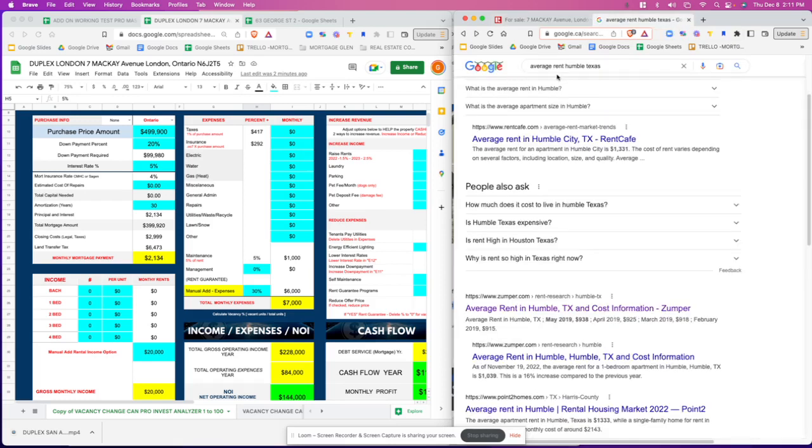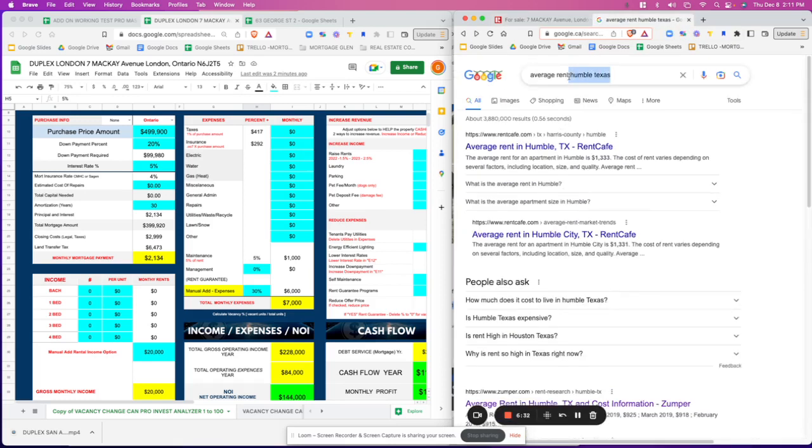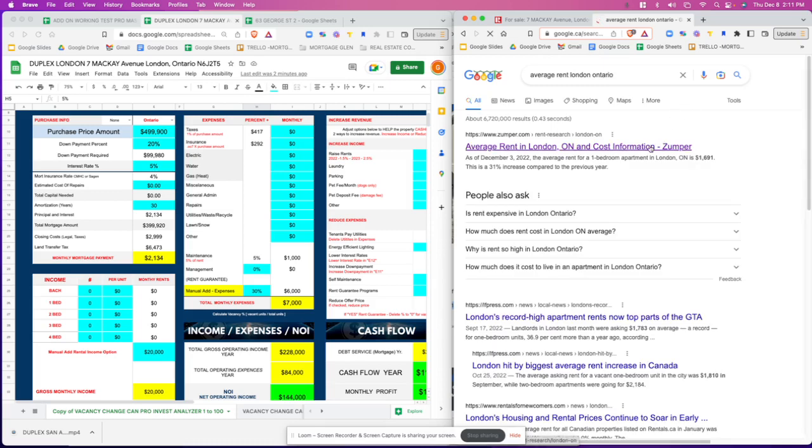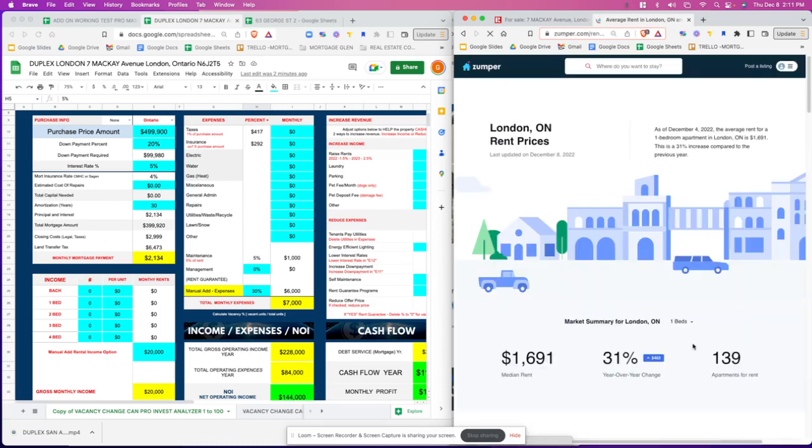So we're going to go to the internet and search for average rent in London, Ontario. Just hit enter, and Zoomer usually comes up. You're just going to grab roughly what a 1 bedroom is. So we're going to put 1 bedroom because we have 1 bedroom on the left-hand side, and we have 1 2 bedroom, right? So the 1 bedroom is bringing in 1691, and the 2 bedroom, which is crazy, I don't get that, is 2153.